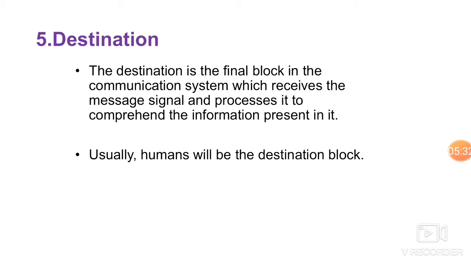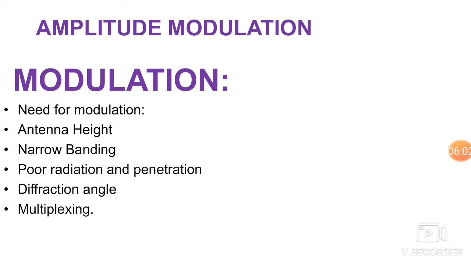Finally, the destination receives the modulated signal. At the destination point, the original signal should be separated from the modulated signal. The function of the destination is to receive the original message signal, or information, or modulating signal at the final point. Usually a human is the destination block. These are the basic blocks of any type of communication system.